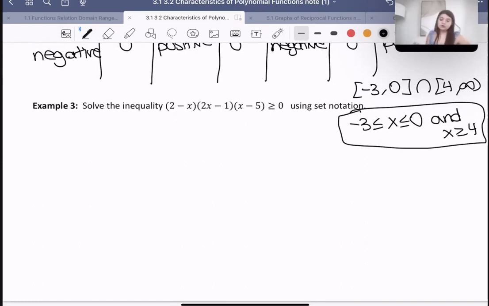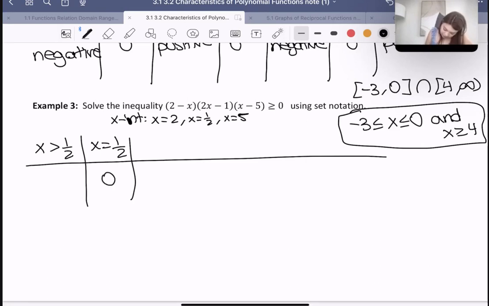Okay, so first of all, what are the x-intercepts? Our x-intercepts are going to be x equals 2, x equals a half, and x equals 5. Awesome. So that means our first interval is going to be any time when x is less than a half. So that's my first thing I'm going to write: x is less than a half. Then we have x is equal to a half, which comes next.